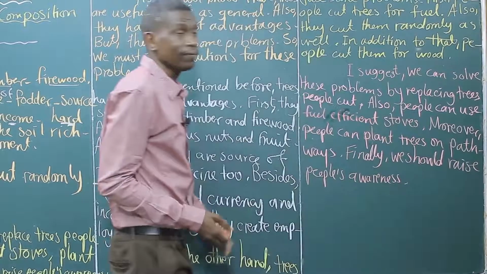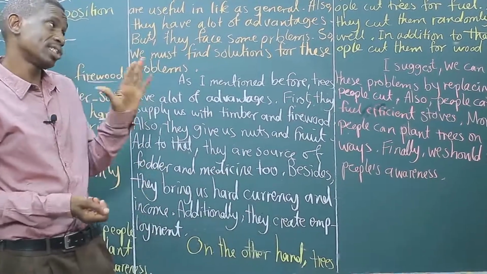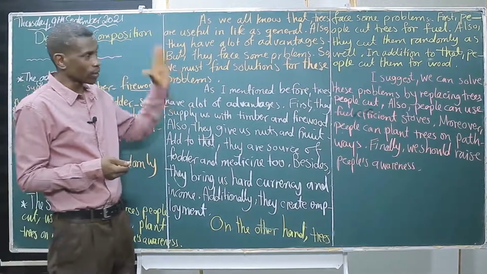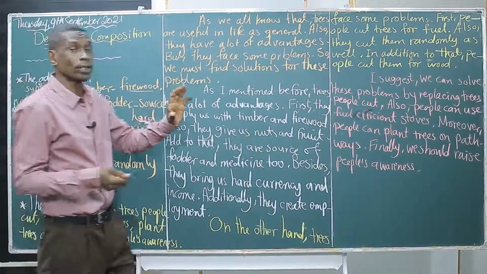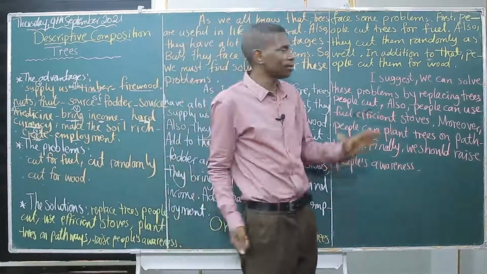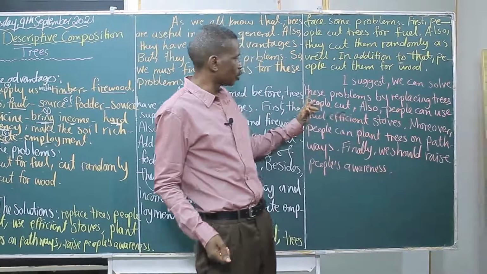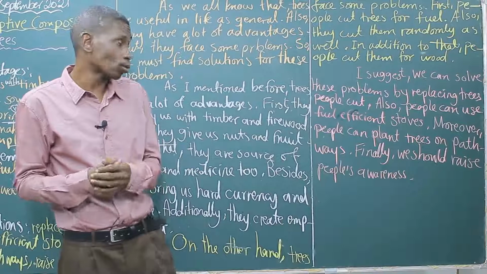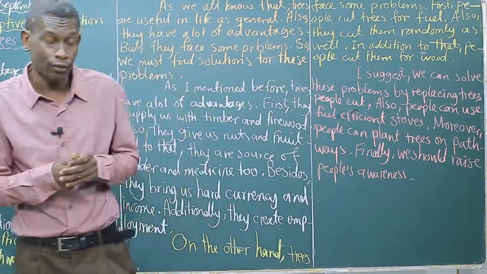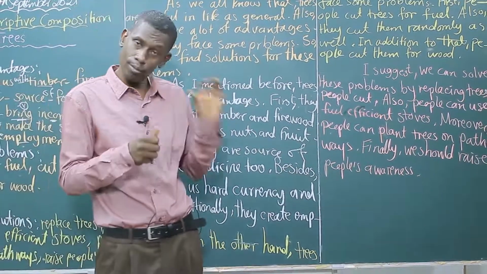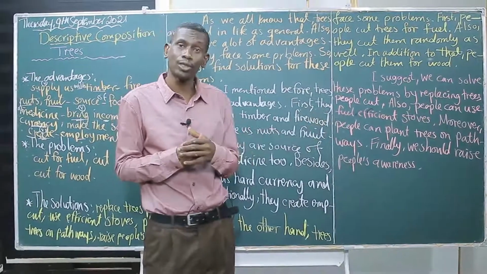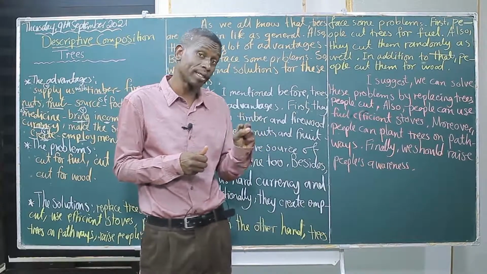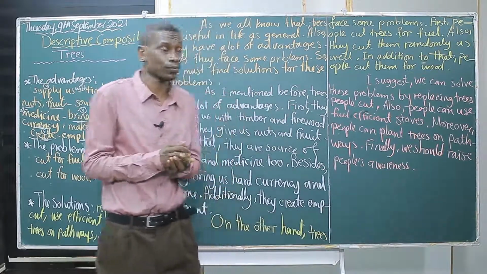awareness. So if you look at the last paragraph, which can be named the conclusion for this topic, we can say that we always suggest the solutions in this way. I suggest we can solve these problems by replacing trees people cut. Also, people can use fuel efficient stoves. Moreover, people can plant trees on pathways. Finally, we should raise people's awareness of the importance of trees.